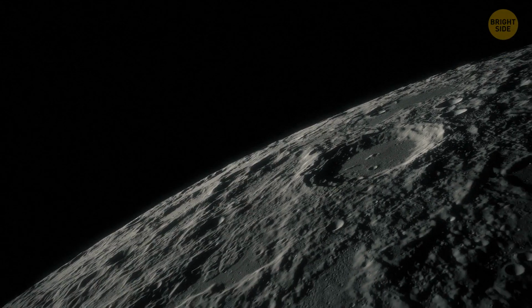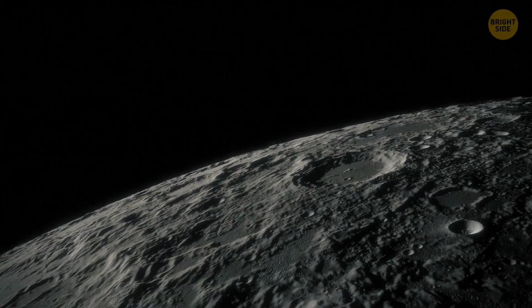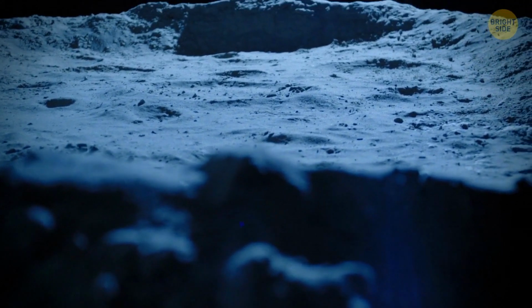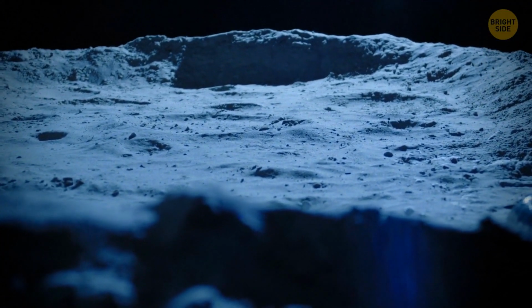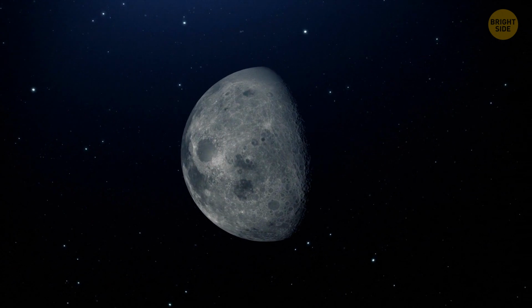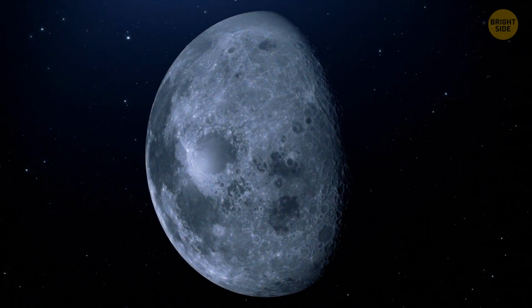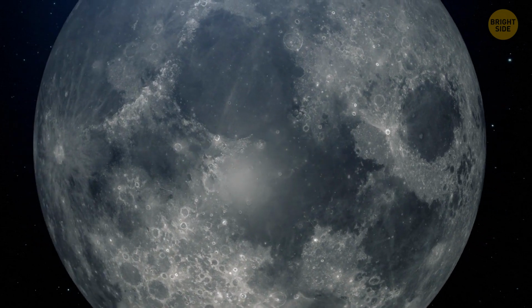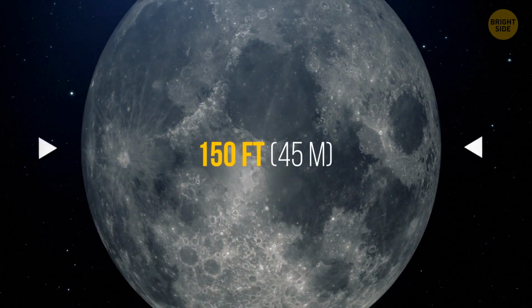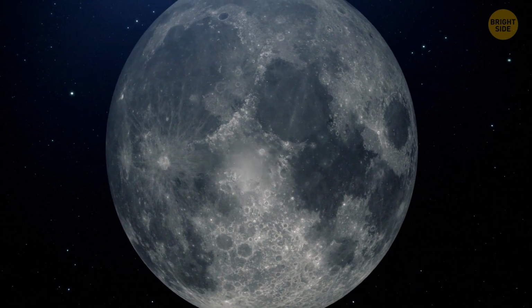Even though the Moon's surface is mostly dormant, Earth's natural satellite still experiences moonquakes. One theory suggests that they may be happening because the Moon is shrinking as its insides are cooling. Scientists say that the Moon has become around 150 feet skinnier than it used to be several hundred million years ago.